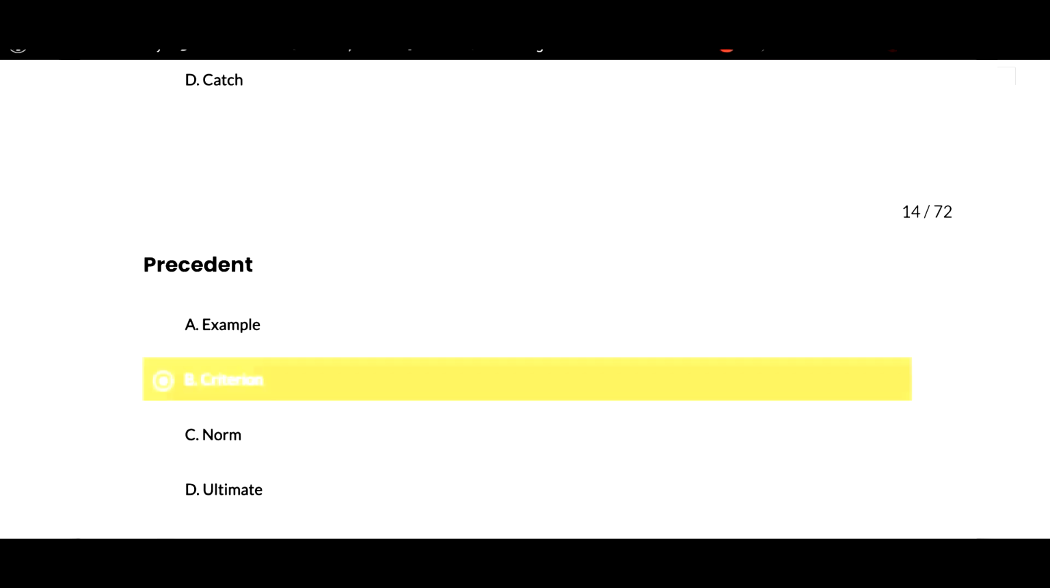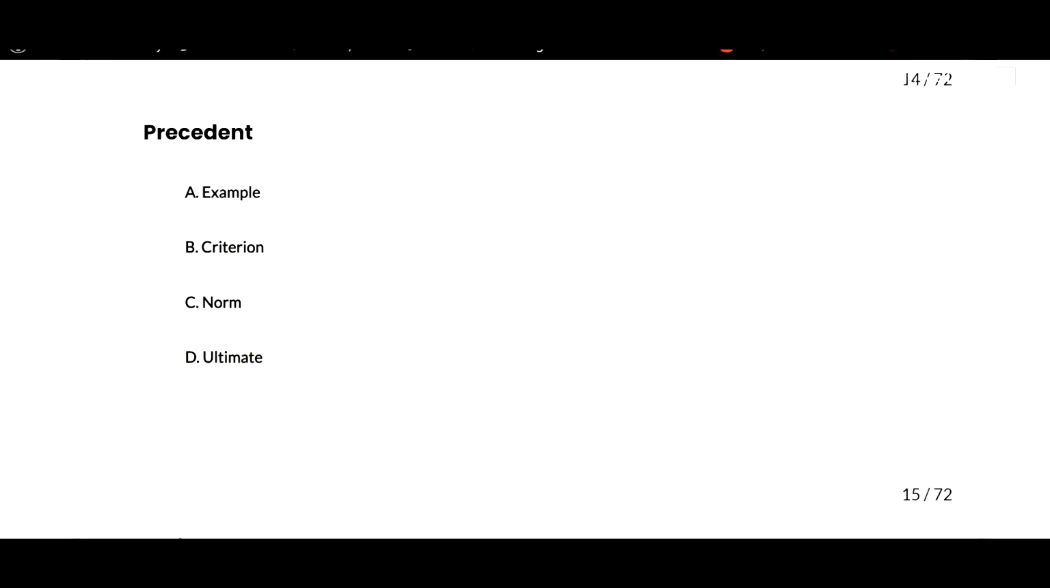The next is the opposite word of precedent. Precedent means example. Example, criterion, norm mean precedent, but ultimate means last. So ultimate is the opposite word for precedent. So here D option is correct.